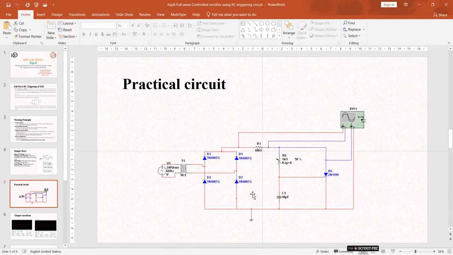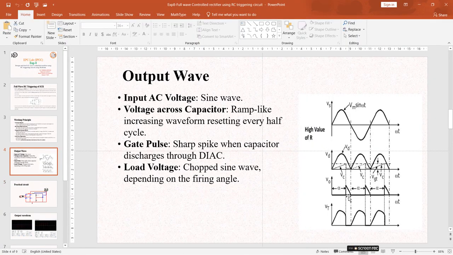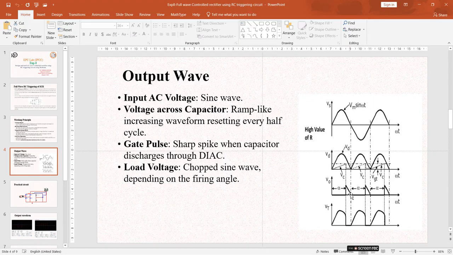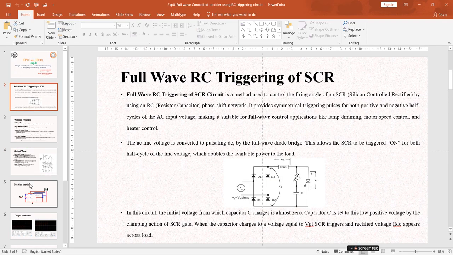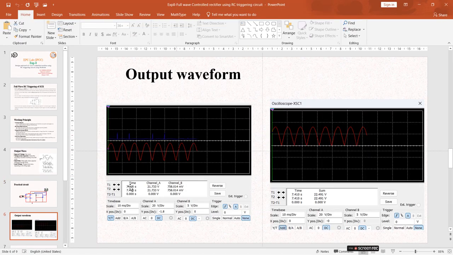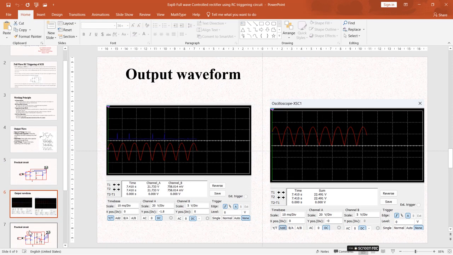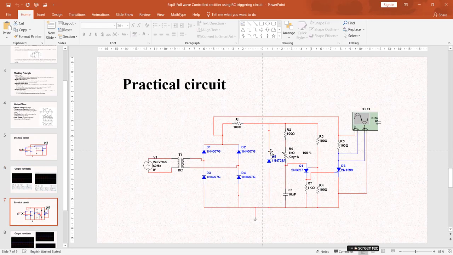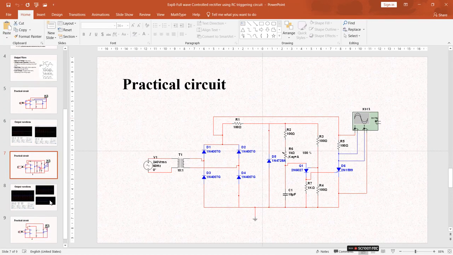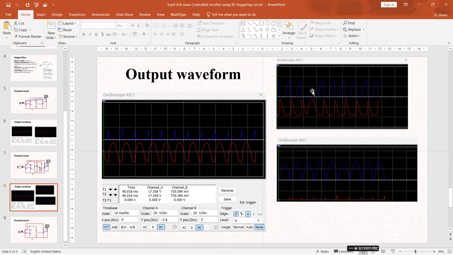Just observe my waveform. The output is very small, and VT is large. We clearly understood that. This is the waveform we got using the UJT triggering circuit for controlling the full wave rectifier.